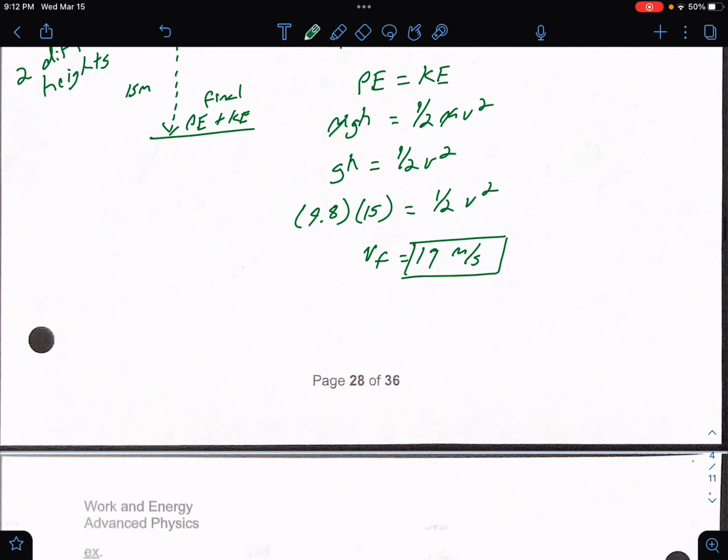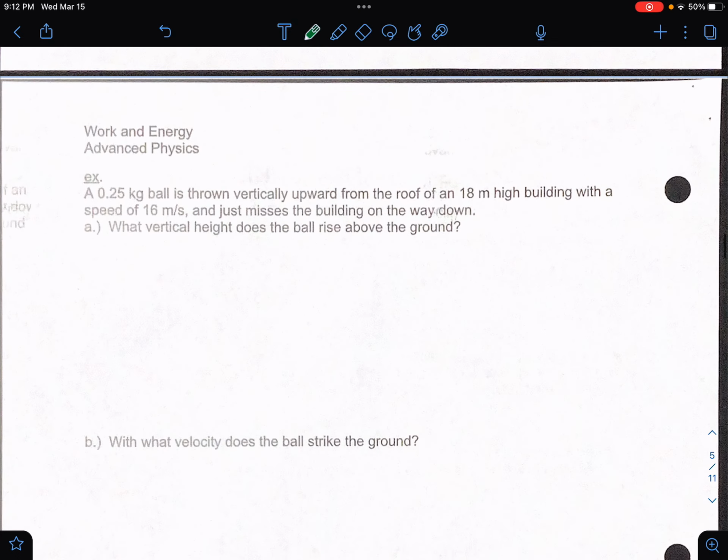Okay, so moving on to the next page, page 29. It says a 0.25 kilogram ball is thrown vertically upward from the roof of an 18-meter high building with a speed of 16 meters per second and just misses the building on the way down. What vertical height does the ball rise above the ground? So I'm going to draw my building.